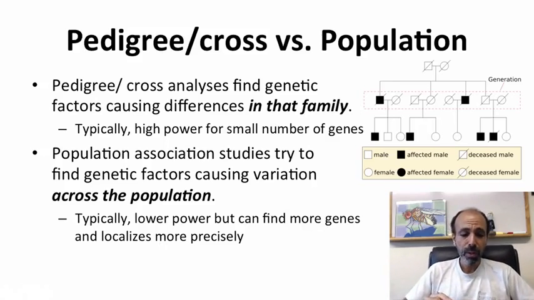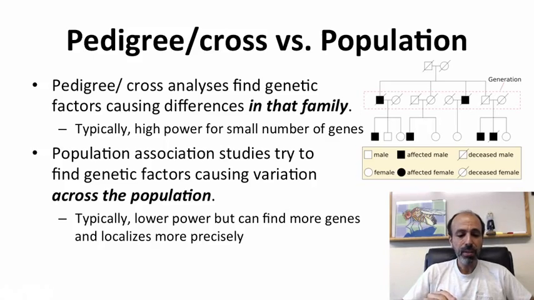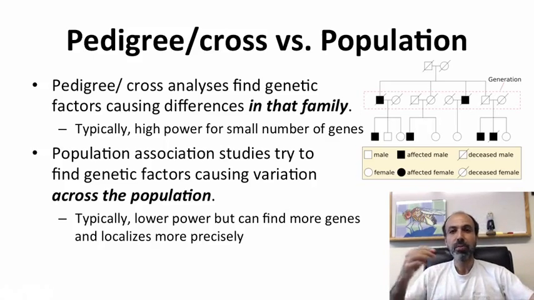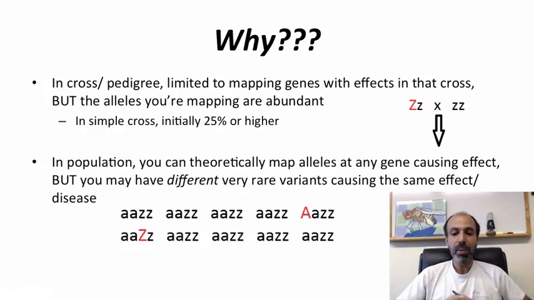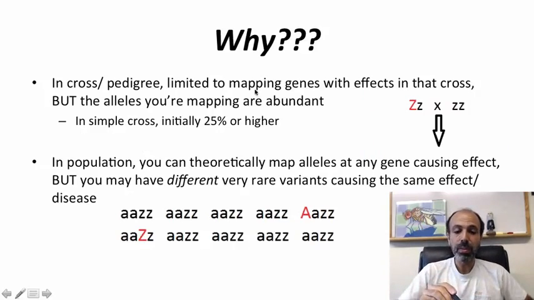Now, you may be wondering, why is it that you have so much lower power? Aside from the statistical aspect, why do you have lower power? Well, there's another facet in here. In crosses and pedigrees, you're limited to mapping the genes with effects in that cross. Okay? You're limited to mapping genes with effects in that cross.